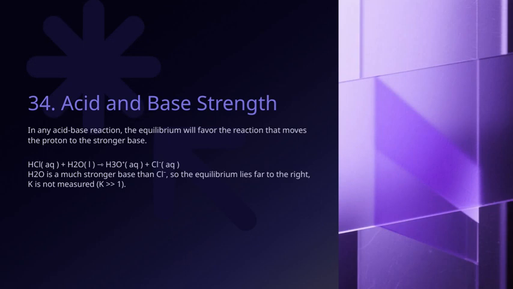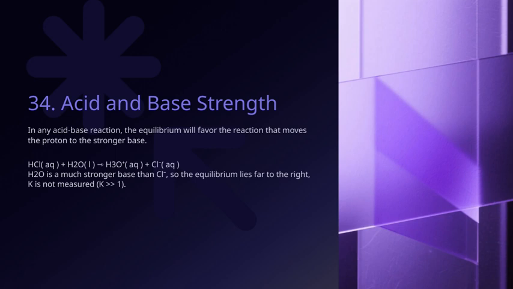HCl in aqueous solution reacts with water to produce H3O+ ions and chloride ions. Now, an important point here is that water is actually a much stronger base than the chloride ion. Because of this, the equilibrium essentially shifts far to the right, meaning the reaction goes almost completely in that direction. We don't usually measure a specific equilibrium constant in this case because it's so large, much greater than 1.